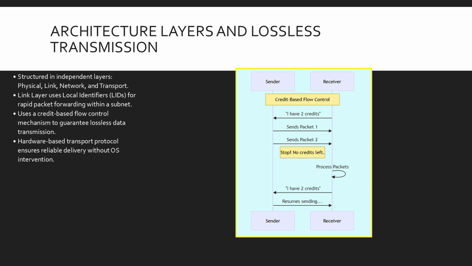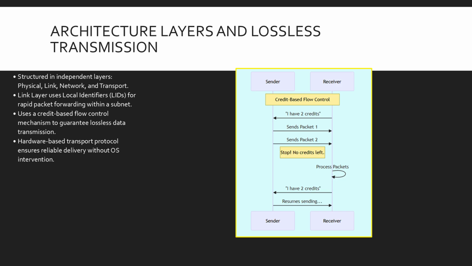InfiniBand functionality is defined by a structured, layered protocol stack, much like the OSI model but optimized for hardware efficiency. At the core of its performance is the link layer, which uses 16-bit local identifiers, or LID, to switch packets rapidly within a subnet. Crucially, InfiniBand employs a credit-based flow control mechanism. It means a sender will not transmit a packet unless the receiver explicitly signals that it has the buffer space to accept it. This guarantees a lossless network where packets are not dropped due to congestion, a critical requirement for maintaining the performance of tightly coupled HPC and AI workloads.